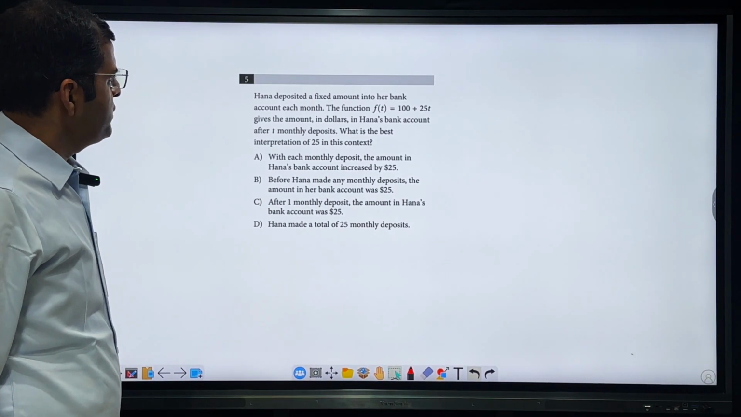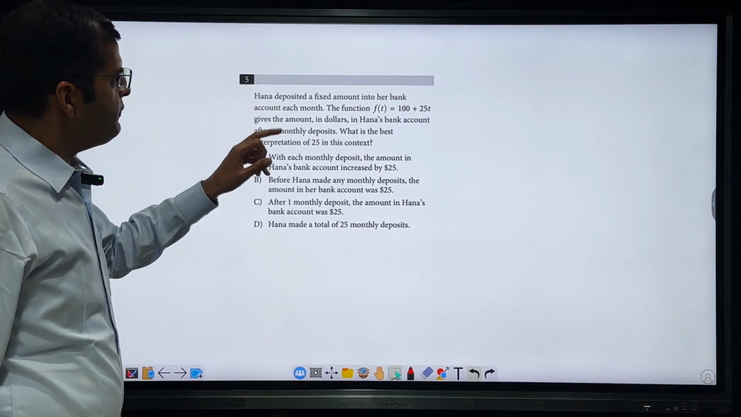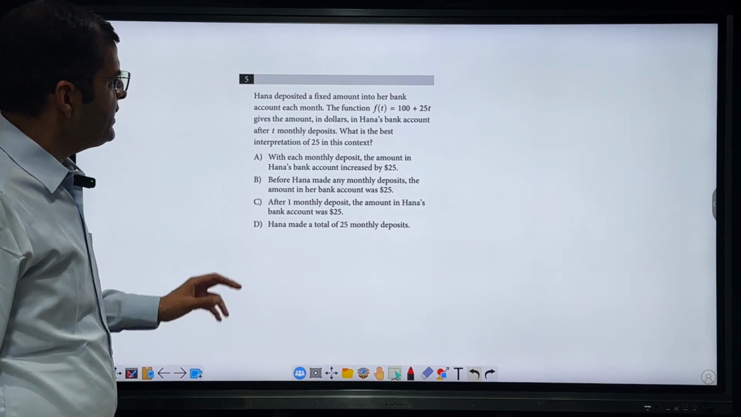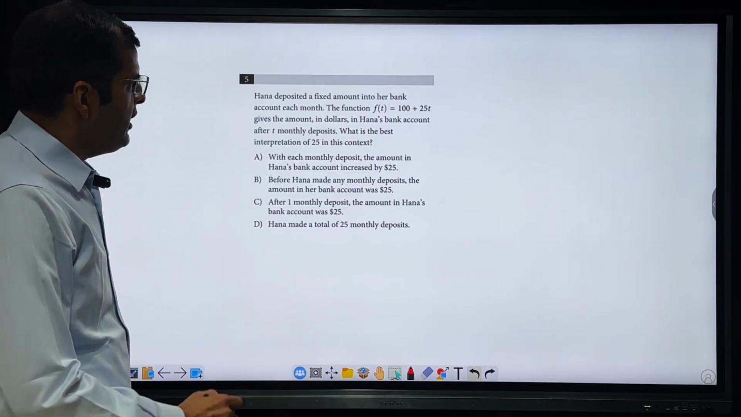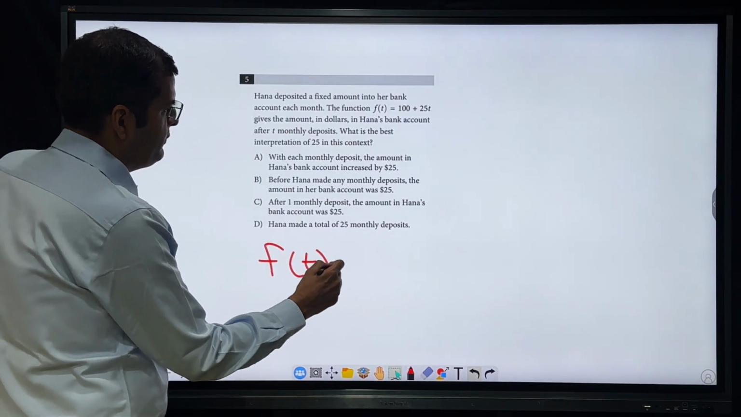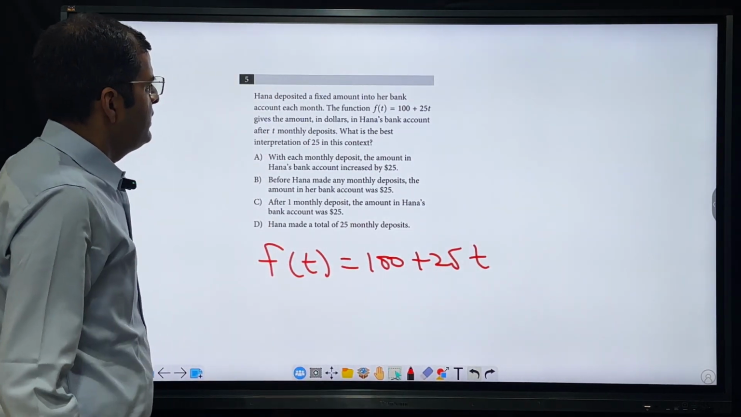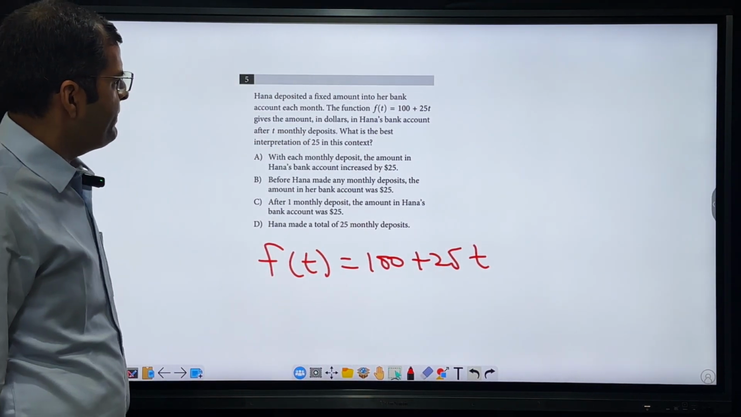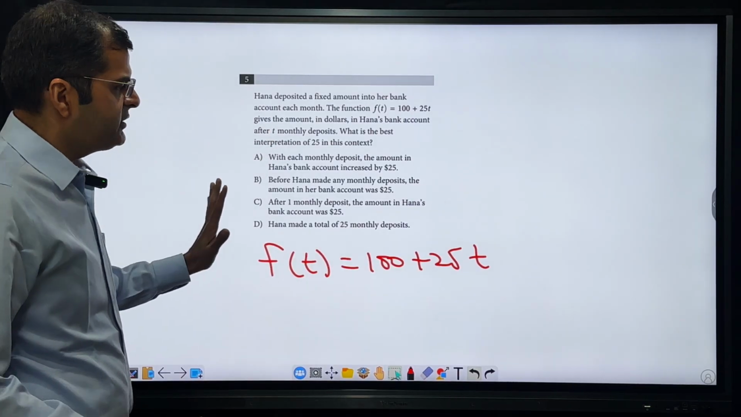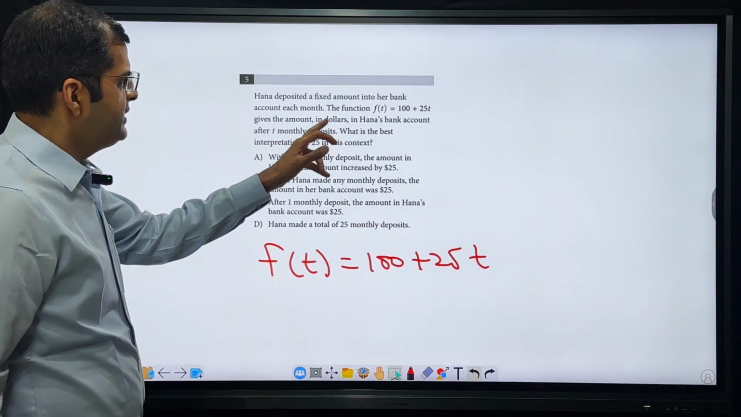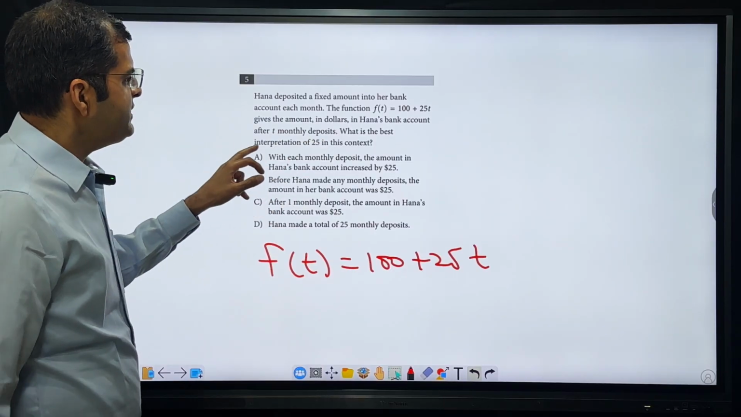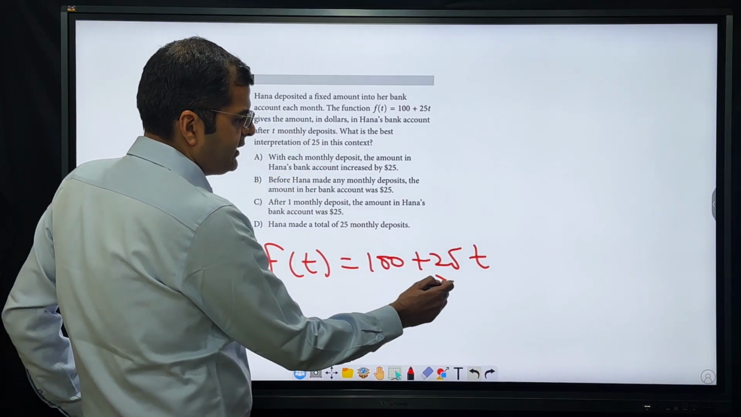Now fifth question says Hannah deposited a fixed amount into her bank account each month. The function f of t is 100 plus 25t. It gives the amount in dollars in Hannah's bank account after t monthly deposits. So after t monthly deposits, it is the value. What is the best interpretation of 25 in this context?